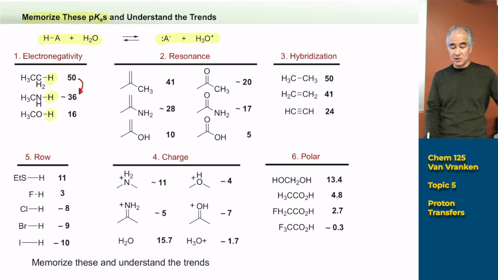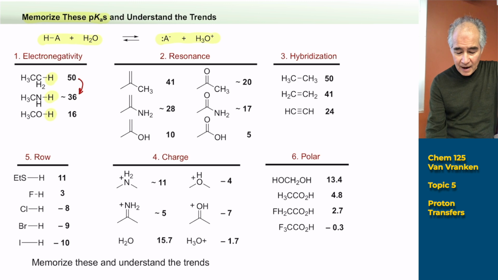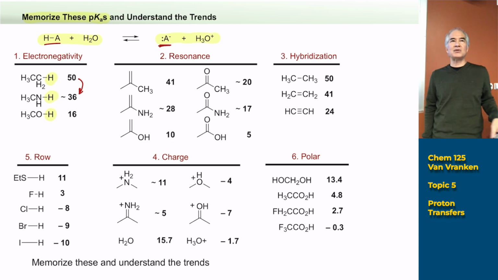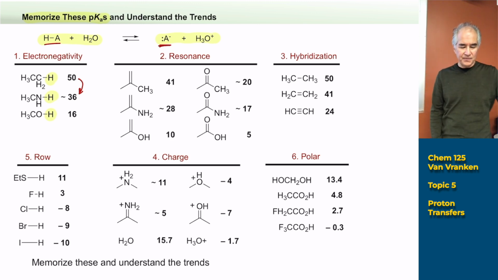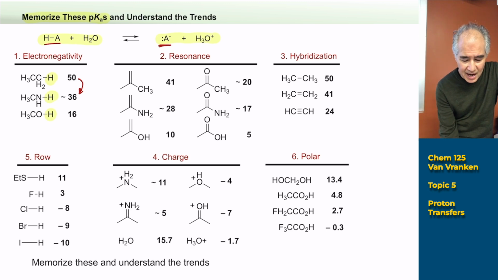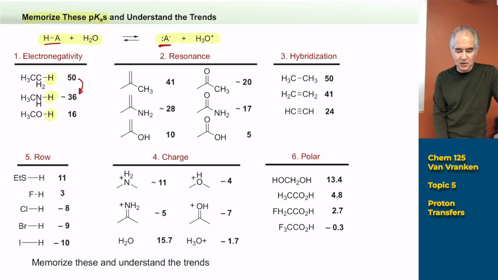So sometimes to rationalize acidity, you have to draw out this equation. Sometimes acidity is best explained by the relative stability of the conjugate bases. Sometimes you can just look at the acid and compare two things. But acidity is determined by both the instability of the HA and the stability when you put a lone pair and a charge on A minus.